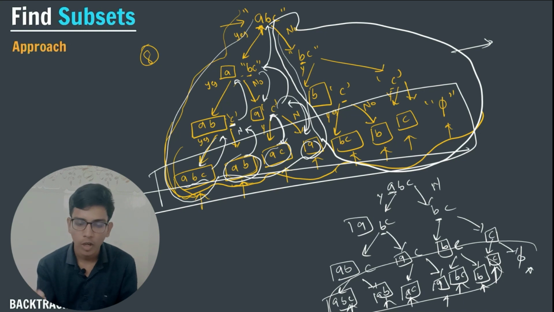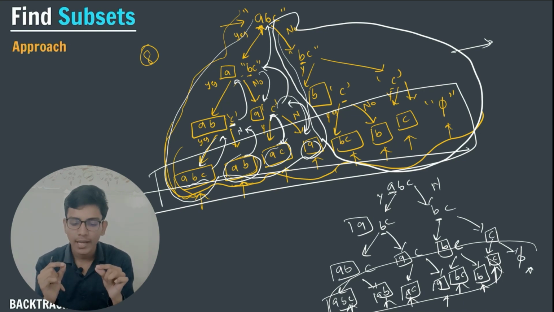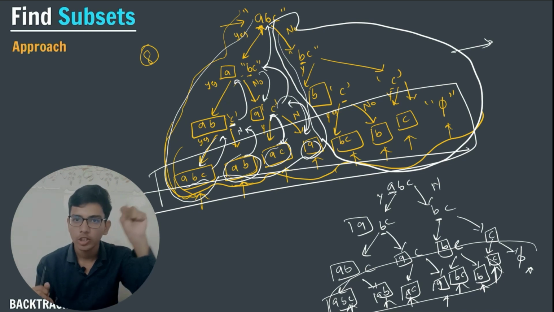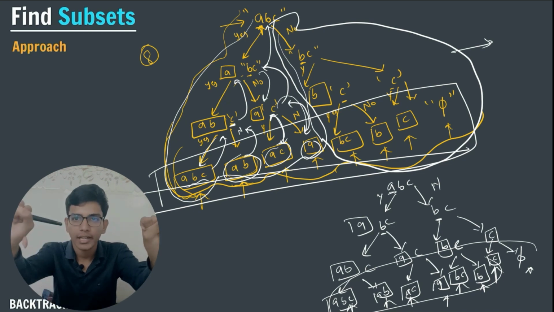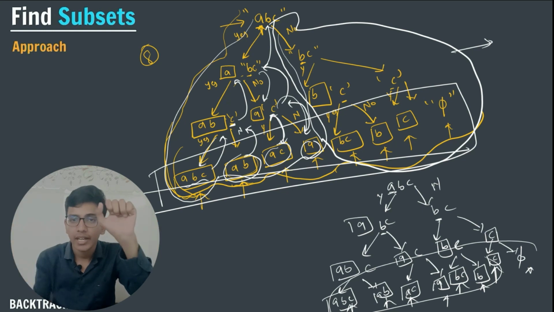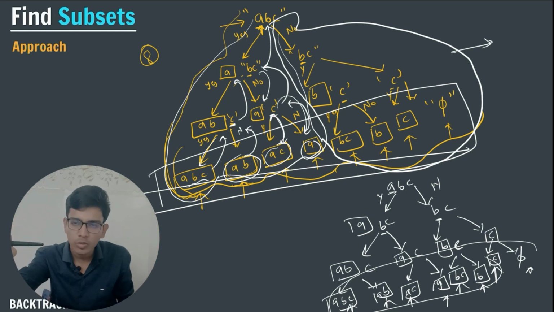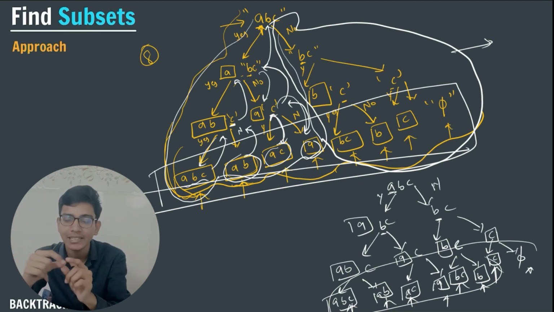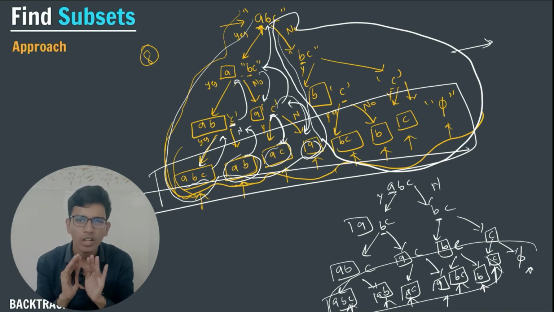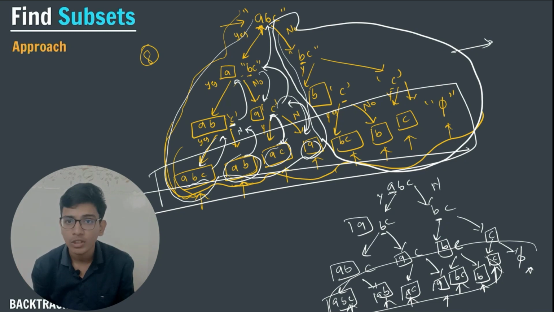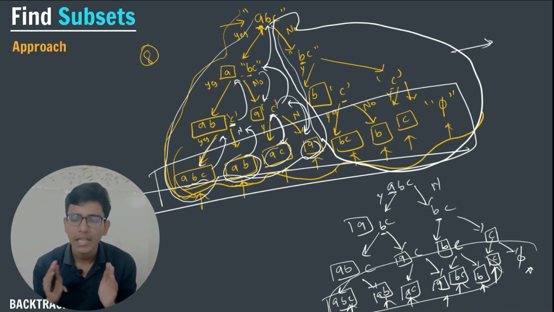Now I hope you have got the logic, that at each function call, each character has to make a choice: either it wants to be a part of our subset, or it doesn't want to be part of the subset. If it is a part of the subset, then we need to think about other characters. If it doesn't want to be part of the subset, then leave that character and think about other characters. The logic is very simple. Now let us code this thing. By coding you will understand it even better.